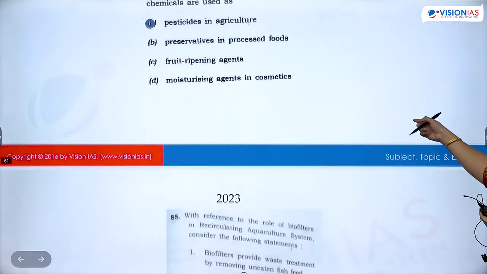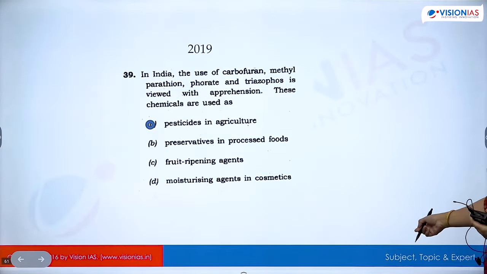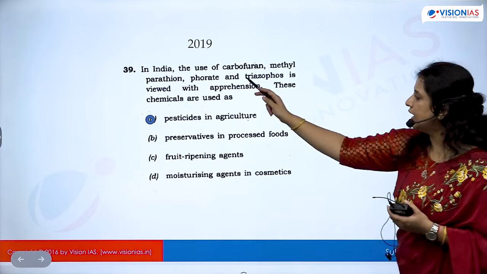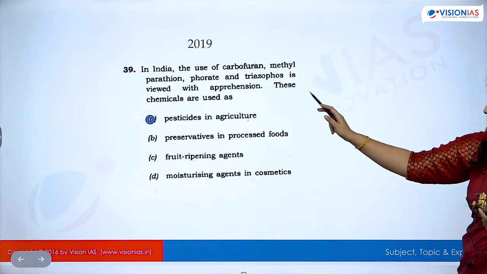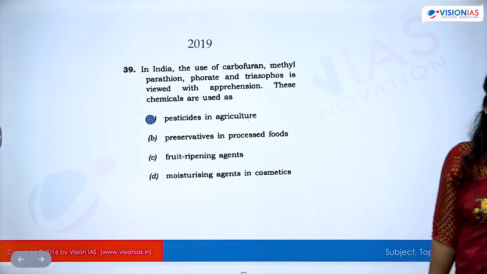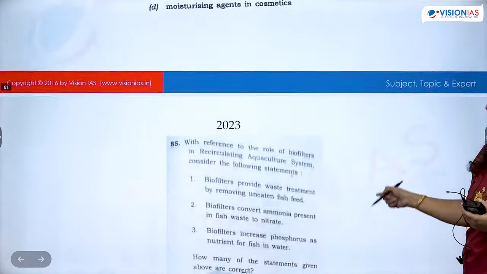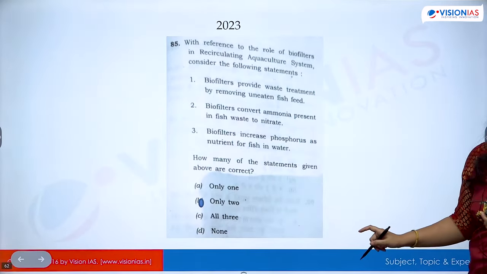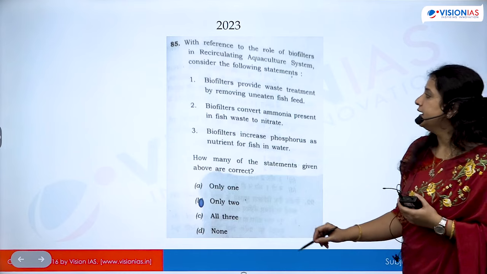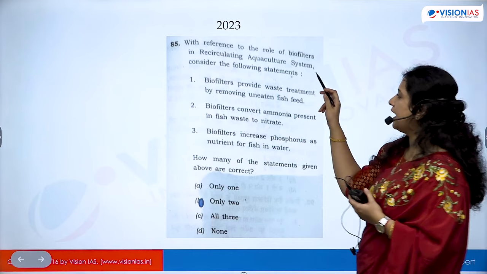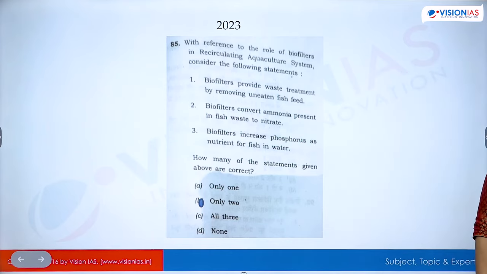Okay, again similar names are given, these were in the news and they asked what they are, pesticides. Okay, now see this is 2023's question. It says recirculating aquaculture system, again something different.